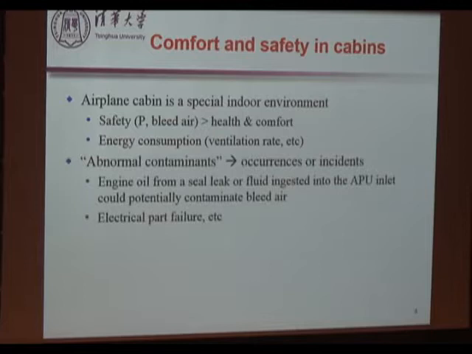So let's look at the safety issues. As I mentioned, pressure control is very important, but it goes through an independent control. Talking about contaminants, we have the so-called abnormal contaminants, which are more related to cabin safety, accidents or incidents. Abnormal contaminants do not happen under normal conditions. Only when you have an engine oil leak or something similar, and it pollutes the bleed air, can that cause a problem. This is a serious incident or could be an accident. That's one part of the story.